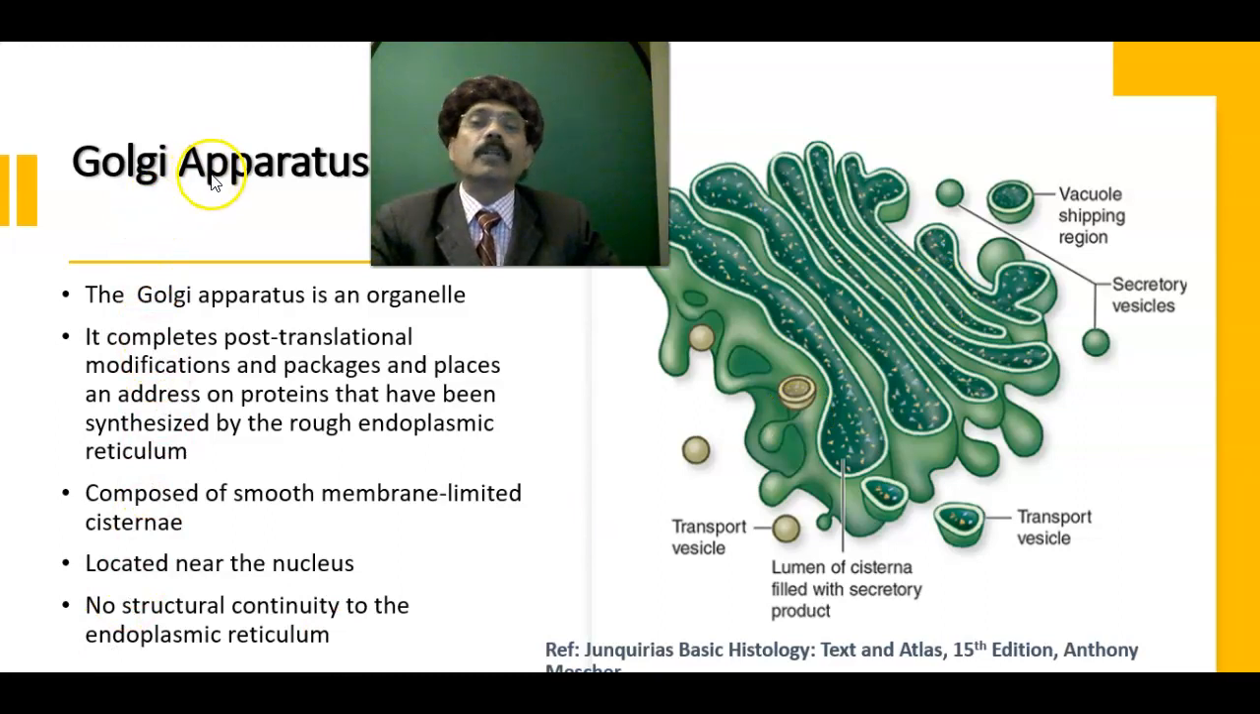The Golgi apparatus is present in almost all cells, including the spermatozoa and the neuron. In the spermatozoa, it is present in the head region and forms the acrosome over the head. In the neuron, it is present in the cell body.